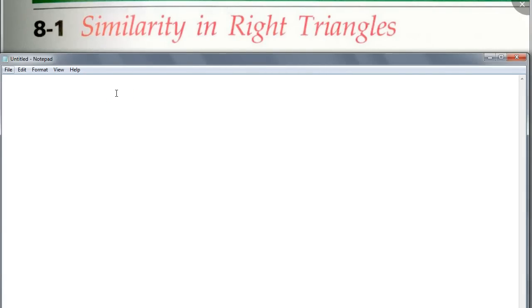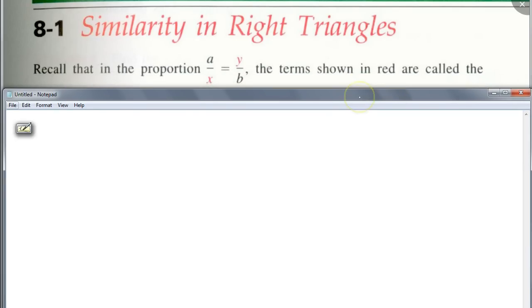Today we're going to talk about similarity in right triangles. Before we talk about similarities in right triangles, we need to review a little bit about proportions that look like this. Who remembers? I have a proportion a over x equals y over b. What are x and y called? Means. That's correct. These are means, and of course a and b are the extremes. You guys remember that? Yes.